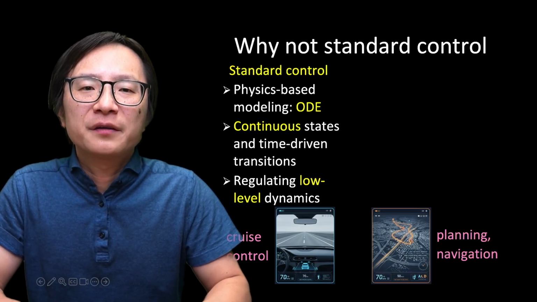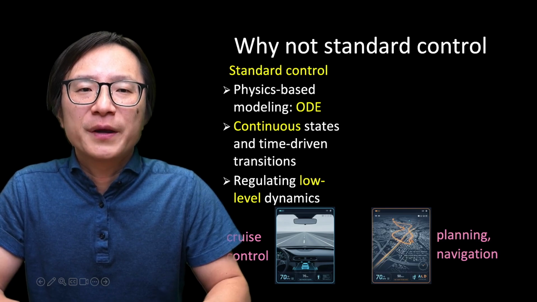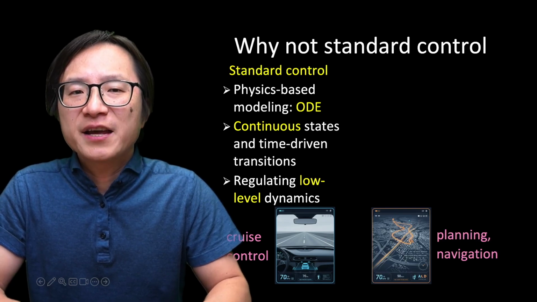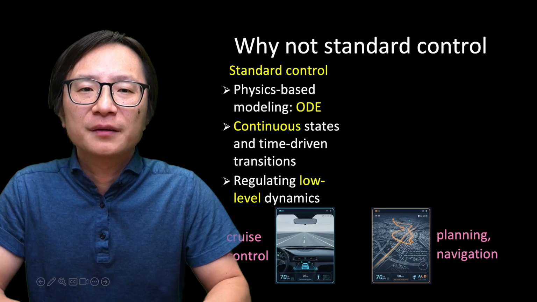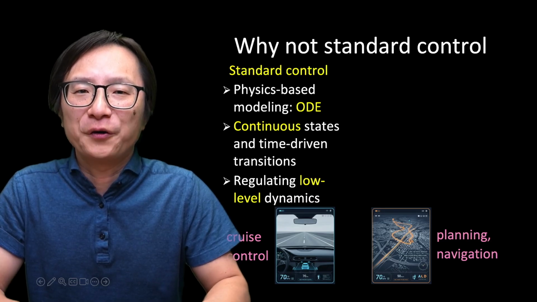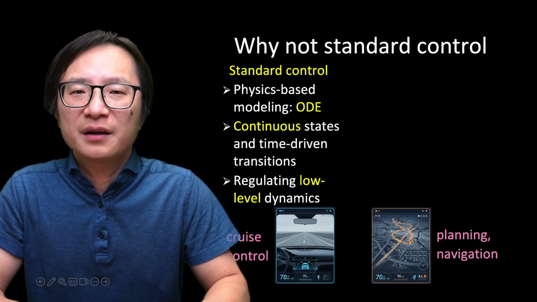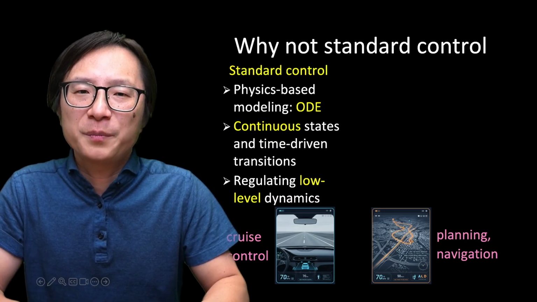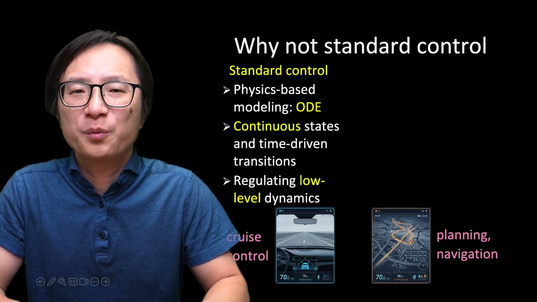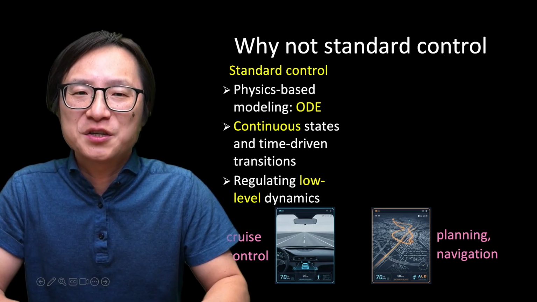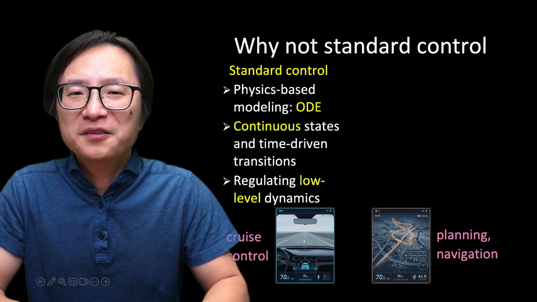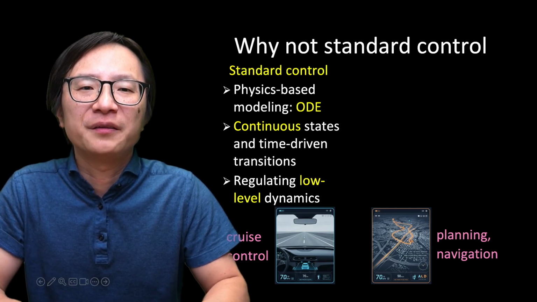Things get a little bit different if we consider a route planning and navigation problem for the car. Say you want to drive from your home to a ski resort. I think you can agree with me that just doing the cruise control, keeping the speed of your car at a set point, does not really get you there. This is where supervisory control kicks in.